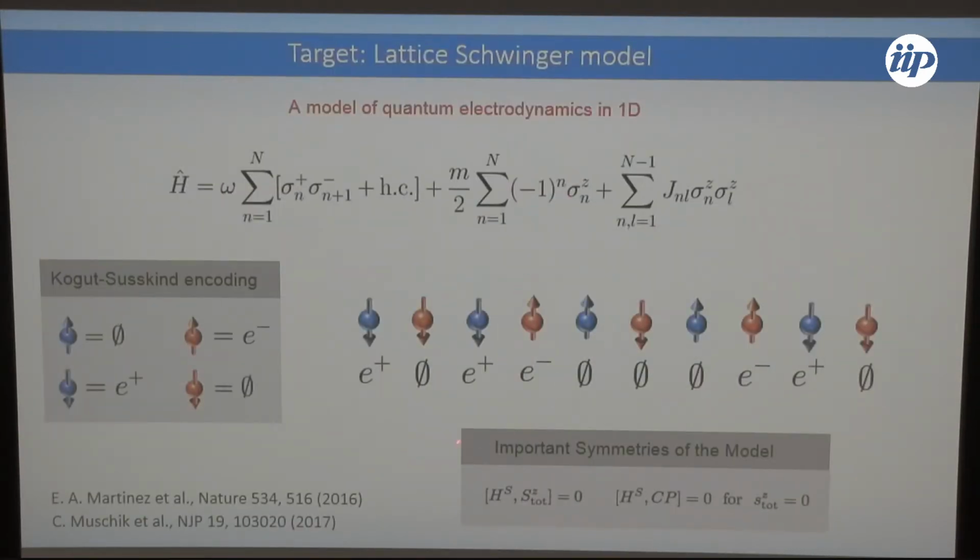So finally I want to point out what's important later, that this model has some symmetries. So the total magnetization is conserved, obviously, because this is just an exchange and these are sigma z's. And there's also, in the magnetization zero sector, which is the one where we're interested in, a C symmetry. So that means that if I flip my system upside down, then I'm back at the same state.